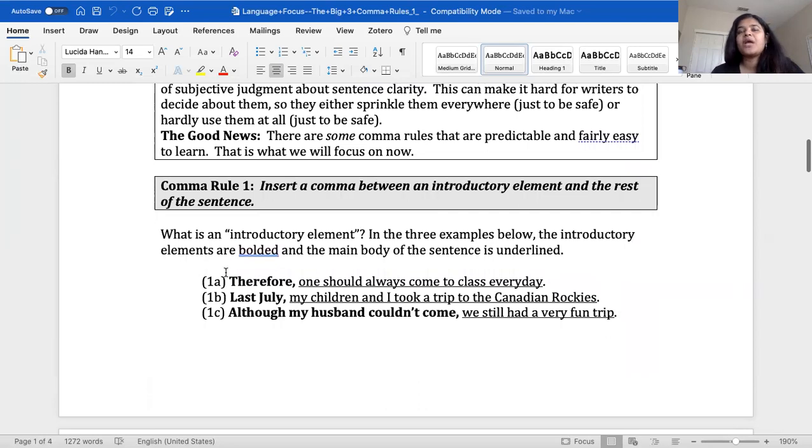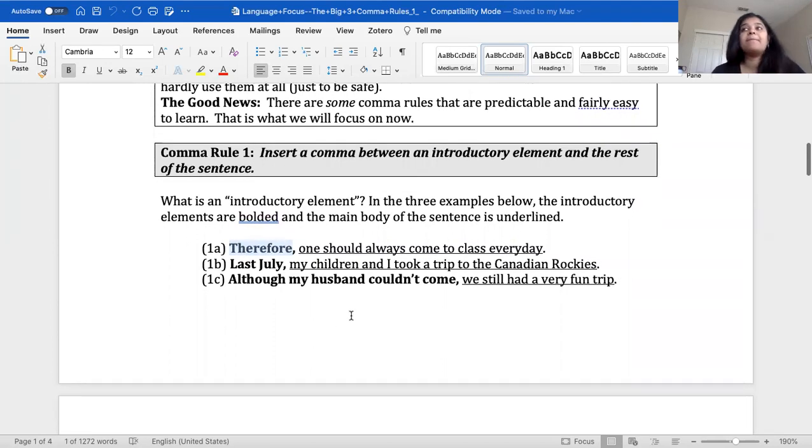So look at it. Therefore, one should always come to class every day. So this is the introductory element here. Last July, my children and I took a trip to the Canadian Rockies. Again, this is the introductory element here. Although my husband couldn't come, we still had a very fun trip.